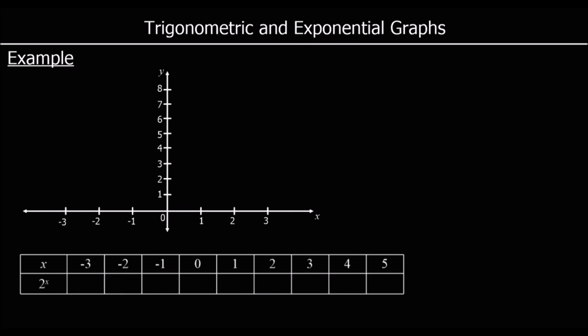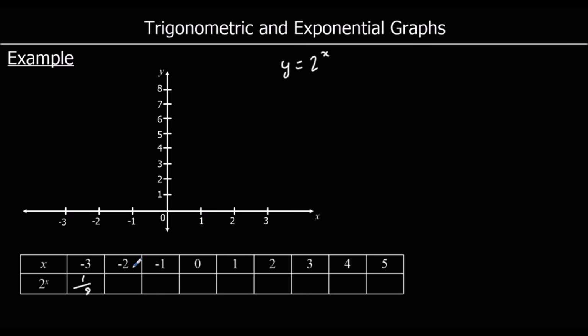Okay, now let's look at an exponential graph. So this is the graph of y equals 2 to the power of x. When we've got our x in the power, that's an exponential graph. So let's look at the shape we get. If x is negative 3, 2 to the power of negative 3 is 1 over 2 cubed, which is 1/8. So I'll write 1/8.